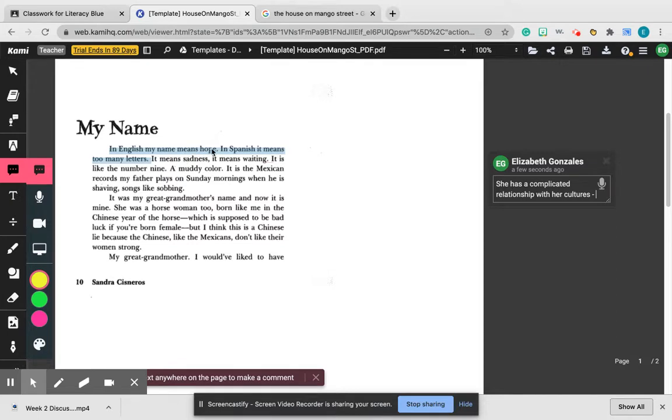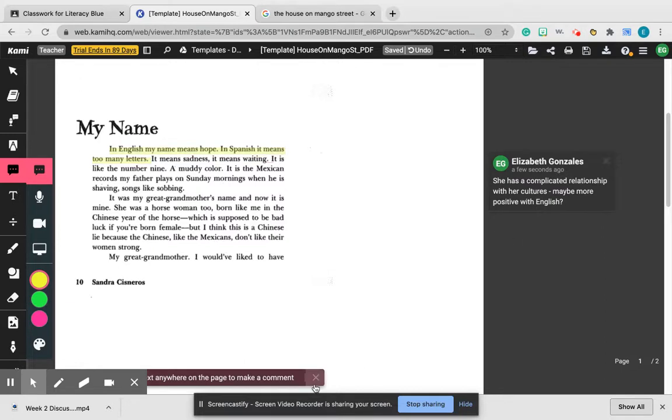So, "In English, my name means hope. In Spanish, it means too many letters." Right now, maybe more positive with English. This question is just going to guide us. So annotating is really just breaking it apart, thinking, okay, what is happening here? So this is more of a question. I know she has a complicated relationship, maybe more positive with English, just because of what she's telling me here.